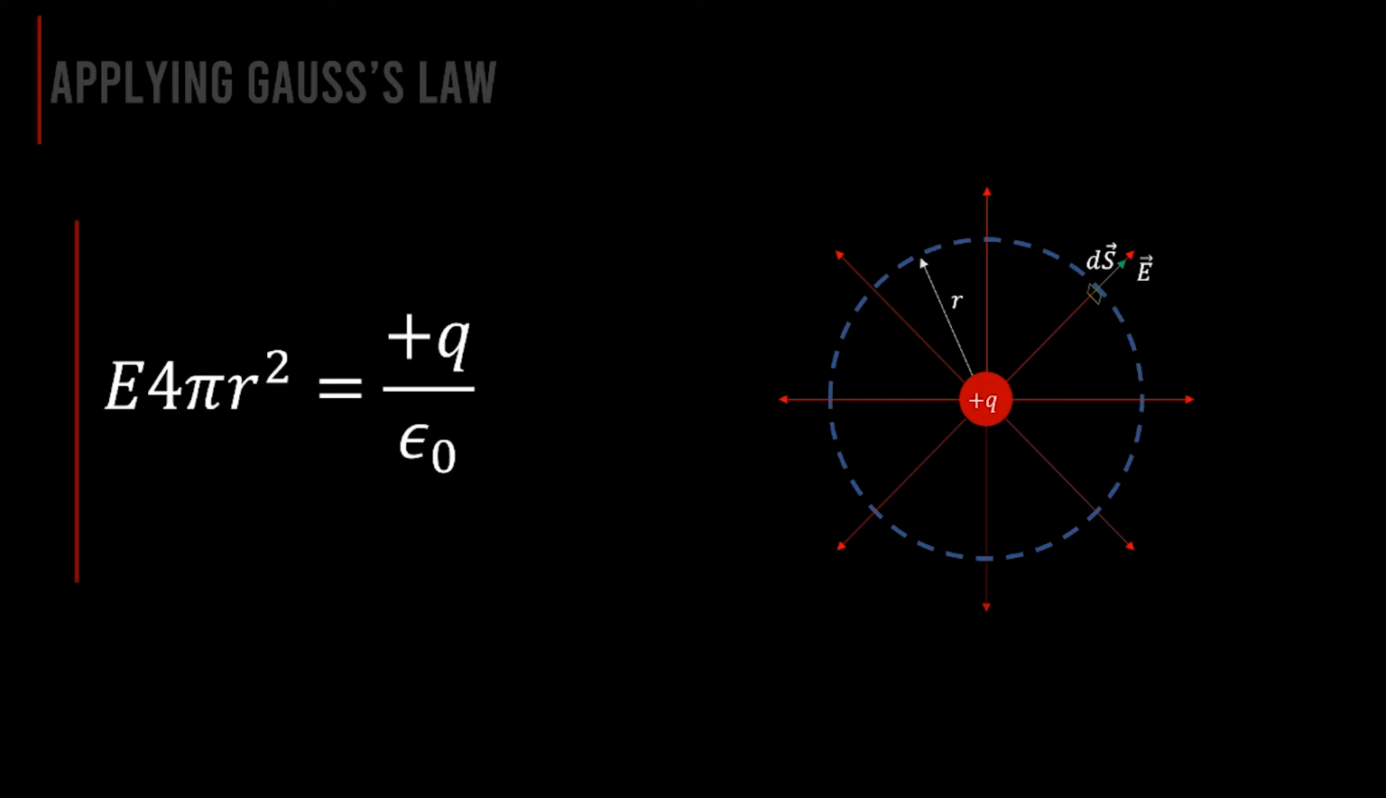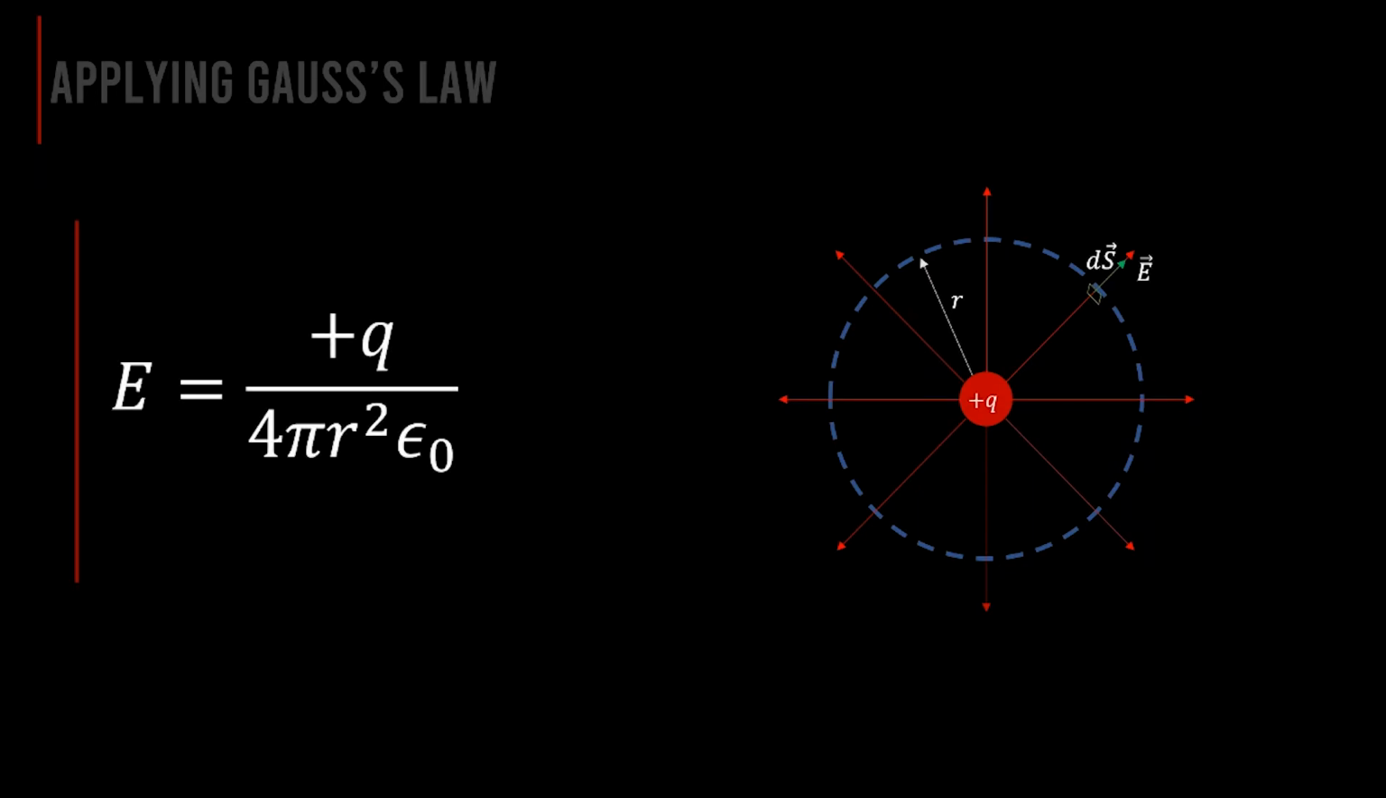Now, we can solve for E here by moving the 4 pi r squared to the other side of the equation. This says that E is going to be equal to plus Q divided by 4 pi r squared times epsilon naught. And we can recover our unit vector r hat because we said originally that the electric field is pointing radially outward. This says that E vector is equal to 1 over 4 pi epsilon naught times Q divided by r squared times r hat.